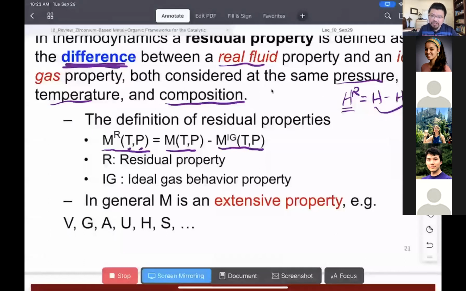So that is the definition of the residual property. Are we happy so far? Yeah. Cool, thank you. So now let's take a look at how we actually calculate this residual property.